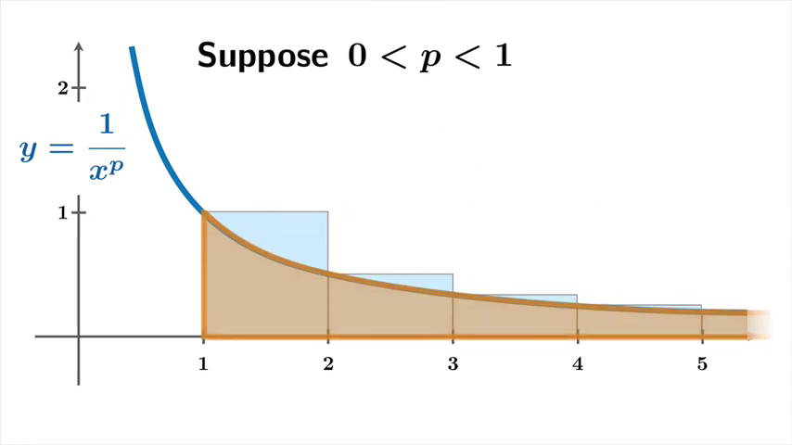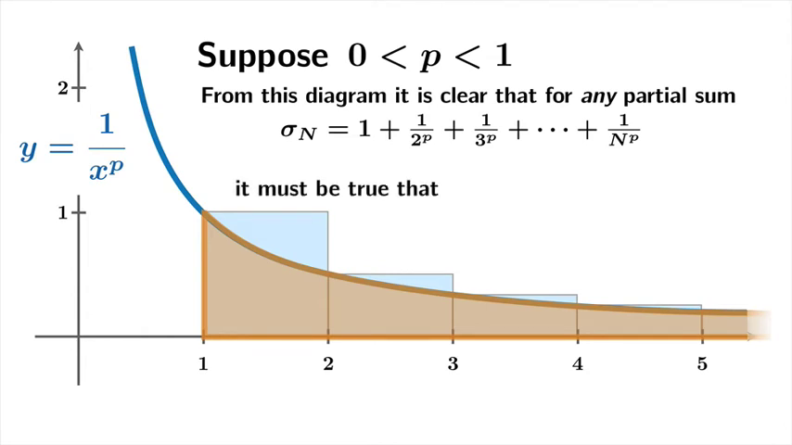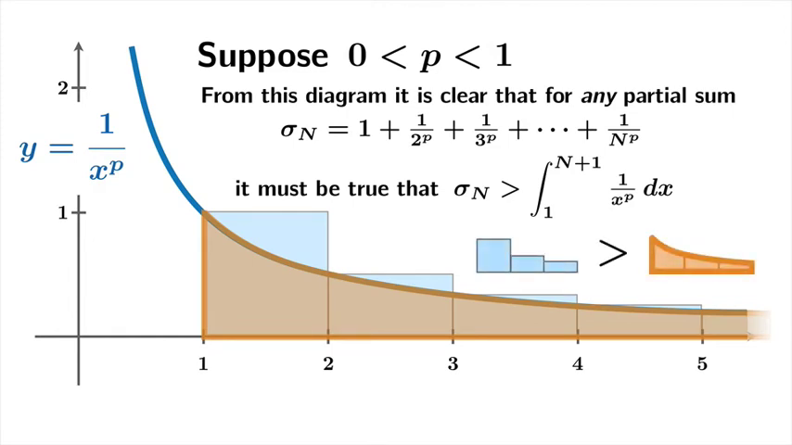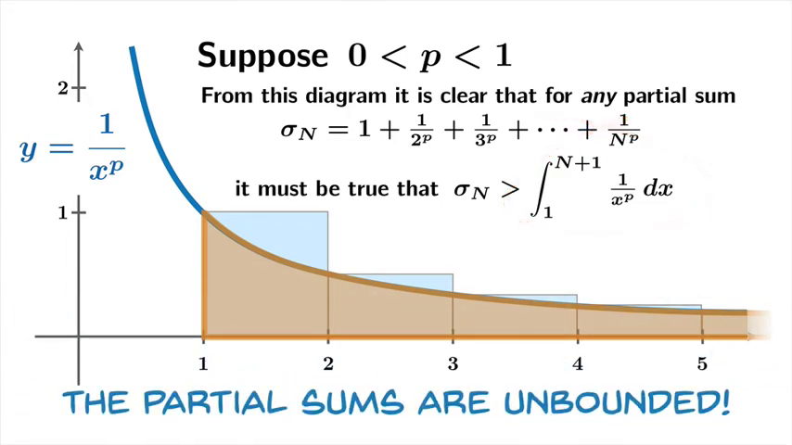Now why is that relevant? Well, it's clear from this diagram that for any partial sum, once again we'll look at any finite collection of these boxes that represent the terms of the p-series, it must be true that that sum has to be bigger than the integral you get when you go from 1 to n plus 1. So for example, look at the first 3 boxes, and that has to be greater than the integral from 1 to 4 of 1 over x to the p. Now, just a moment ago, we said that this was an unbounded sequence. And sigma n is bigger than that. And so what does that mean? It means, in this case, the partial sums are actually unbounded.